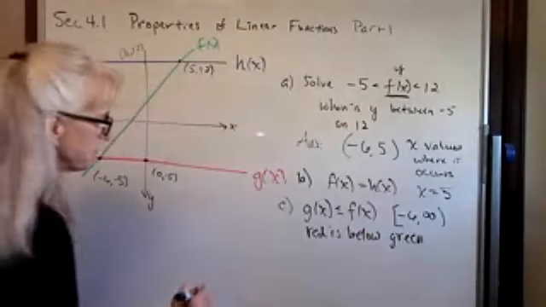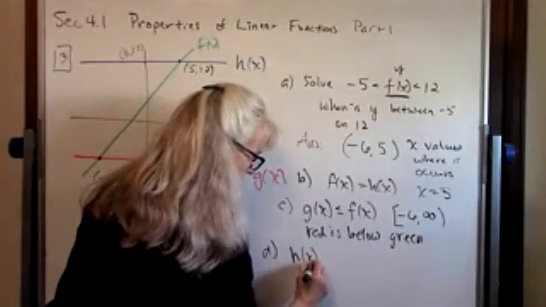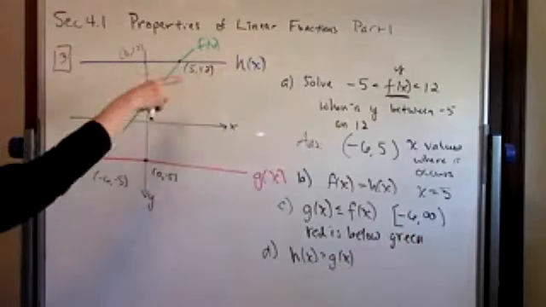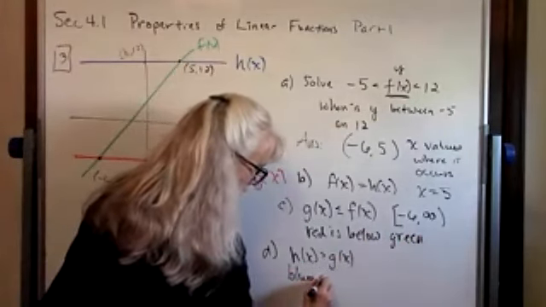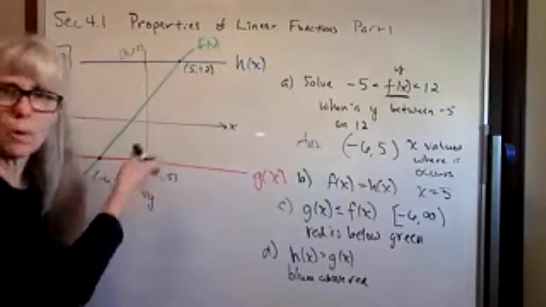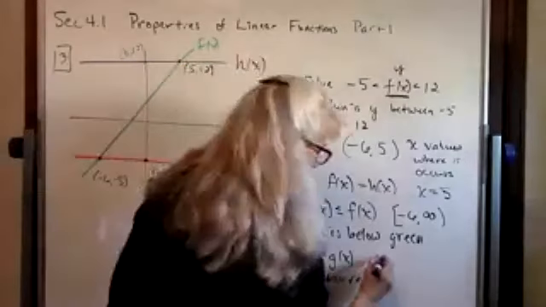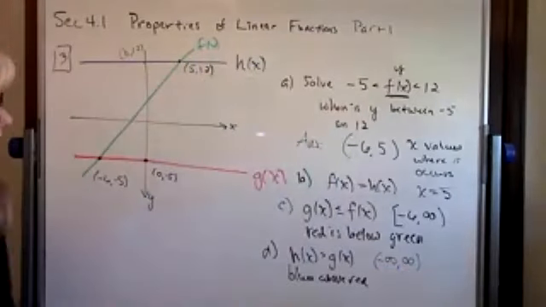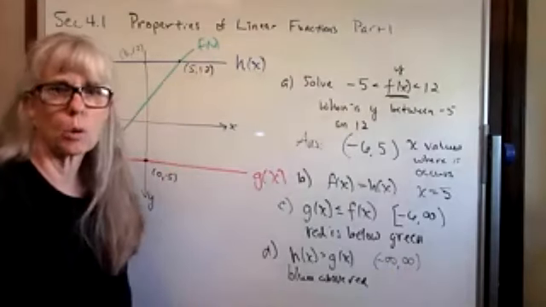Part D is asking when h of x is greater than g of x. So according to my color scheme, that's when the blue line is above the red line. So blue above red. Wait a minute. Isn't the blue always above the red? The blue line up there is always above this red line. So its y values will always be greater. So we're going to go from negative infinity to infinity. You have several of these on the homework. And again, it's laying groundwork for future work with inequalities.